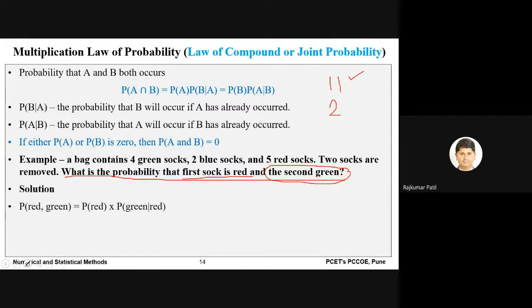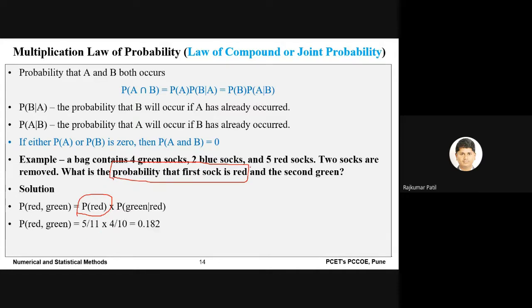So we will go to the solution. Here you have to remove the socks one after another. First you will remove a sock and check the probability that the first sock will have a red color. So the first part of the answer is here. How will you calculate this? There are a total of 5 red socks and total socks are 11. So the probability of getting a red sock is 5 by 11.